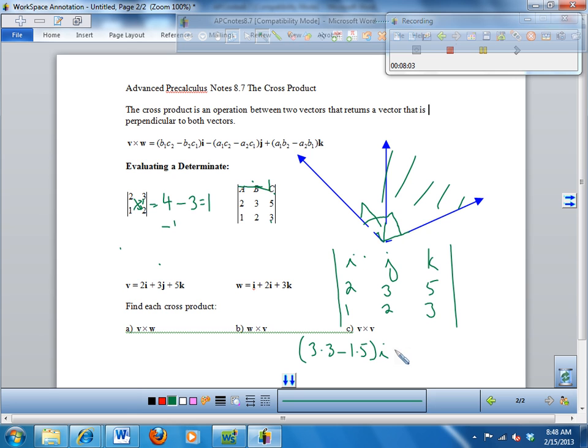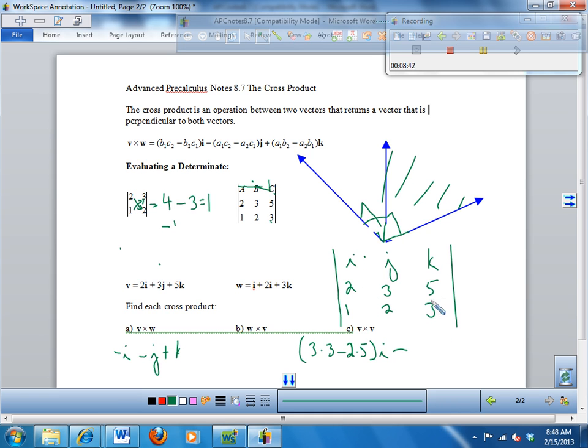Next step, it's always minus. So it goes plus, then it goes minus. And 2 times 5, sorry. This one is just going to come out to be negative I, then minus J, plus K. So that would be V cross W.